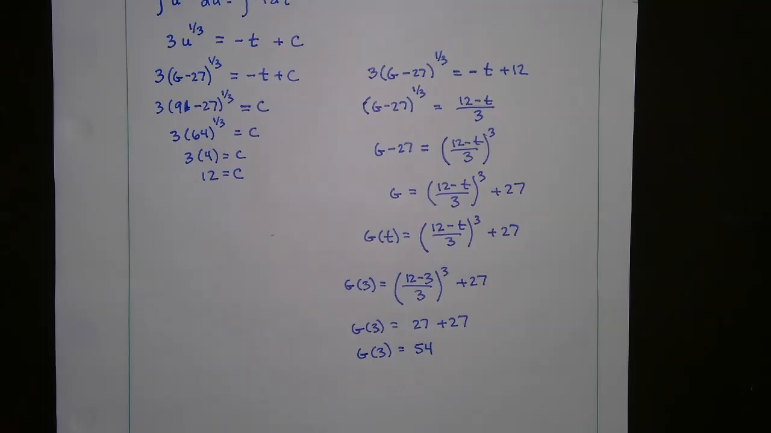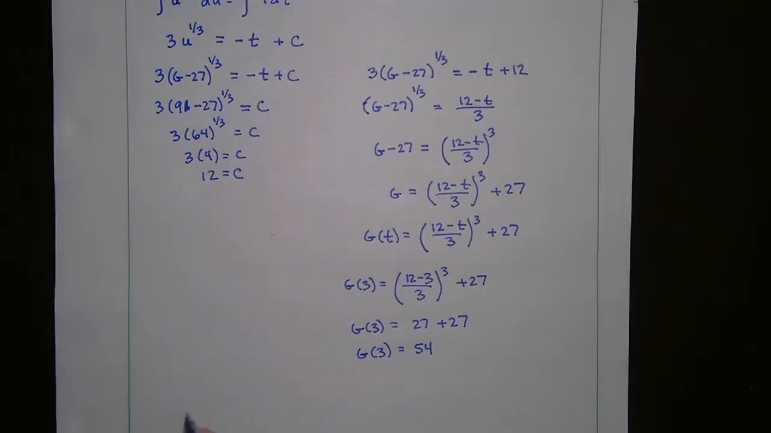Okay. So what I was saying is g of 3 is 12 minus 3, which is 9, divided by 3, which is 3. Cubed is 27. So I have 27 plus 27, and then that would be 54. Okay. So this is 54 degrees Celsius. Okay. That's what this one predicts.